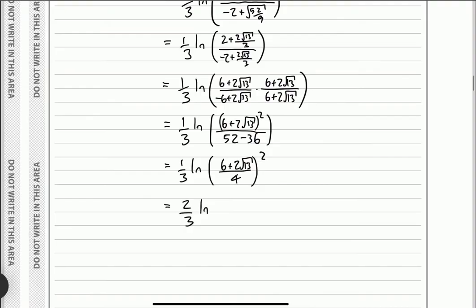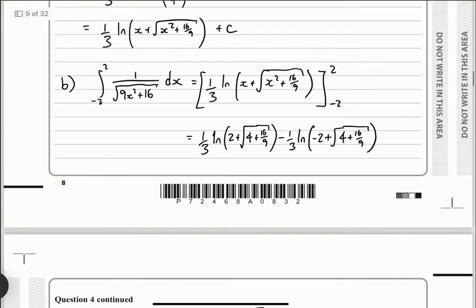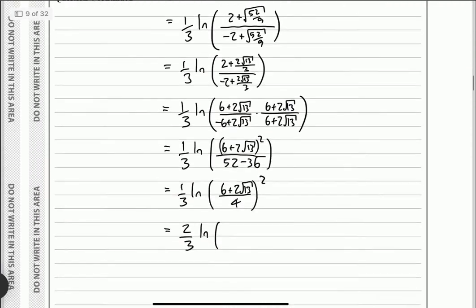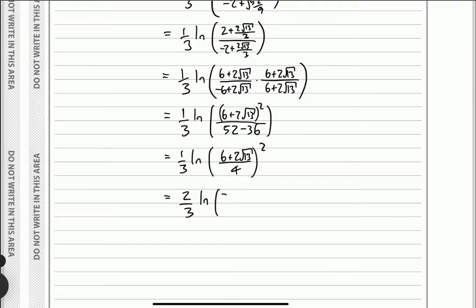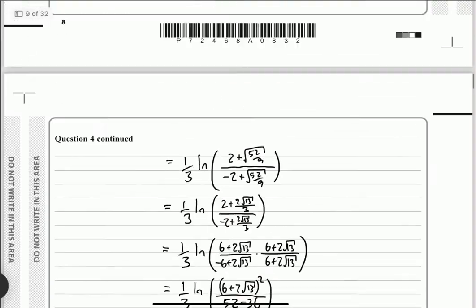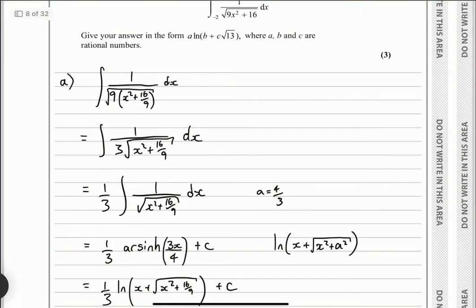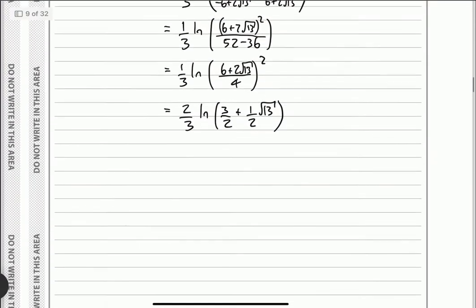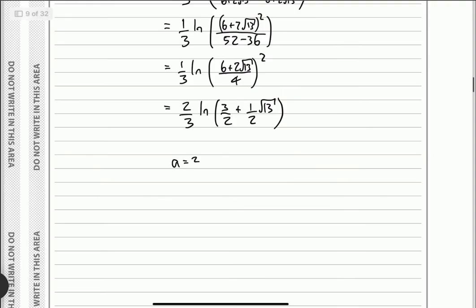2 over 3 natural log of, I think they wanted it in 2 bits. Yes, let's split our fraction. So we've got 3 over 2 plus 1 over 2 root 13. And then it's a, b, and c. C is the square root 13's coefficient. So a is 2/3, b is 3 over 2, and c is 1/2.